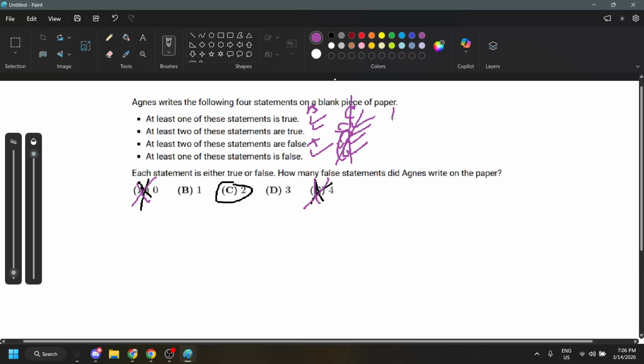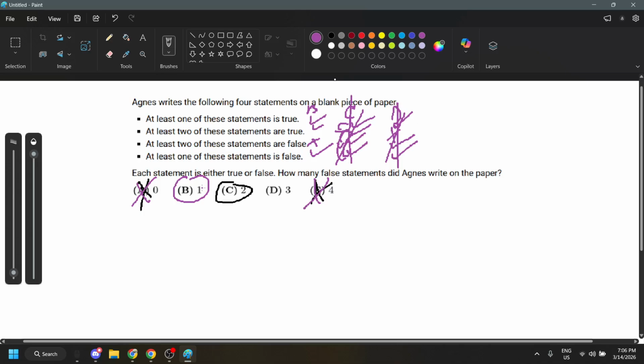Then I guess if we look at D, at least one of these statements is true, yes. At least two of these statements are true, no. At least two of these statements are false, they are, and that is two of these statements. One of these statements is false, yeah, they are. So D also doesn't work. So B is our only correct option.